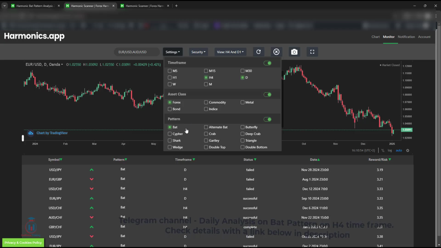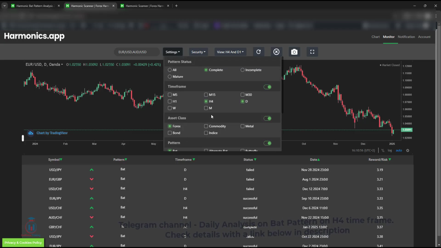You can see I have selected only the bat pattern because I like to trade only the bat pattern on the 4-hour time frame and the daily time frame. And I have selected only complete, incomplete and mature. You can check the YouTube channel where I have explained in more detail what these patterns are and also how to read them.